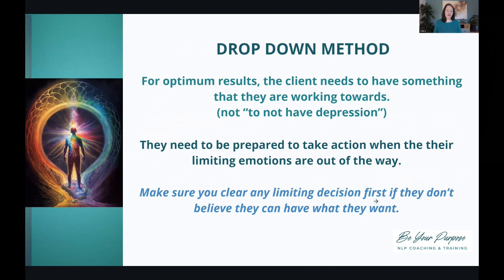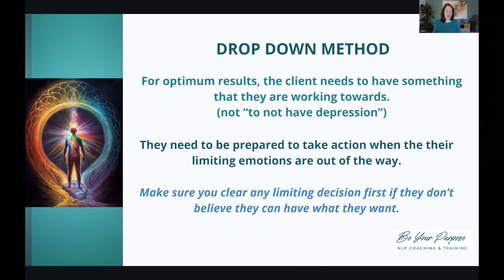For optimum results, the client needs to have a thing that they are moving towards. So if they're coming to you for betrayal or depression, when you say, okay, when we get to the end of this process, how do you want to be instead? What do you want to be moving towards? What do you want to create instead? Not having depression is not the answer. Feeling enthusiastic about life, feeling confident about life, you need to make sure that the client has something that they're moving towards.